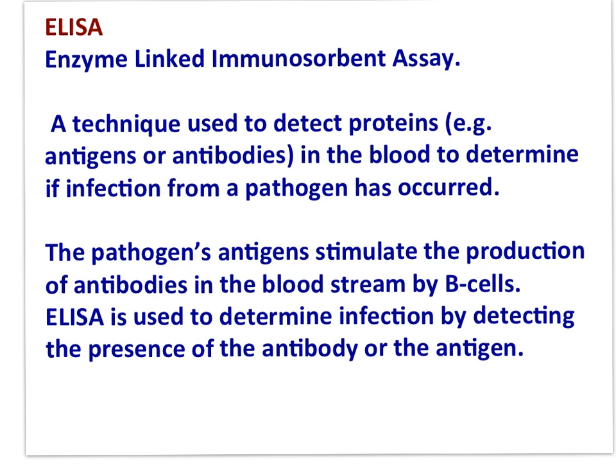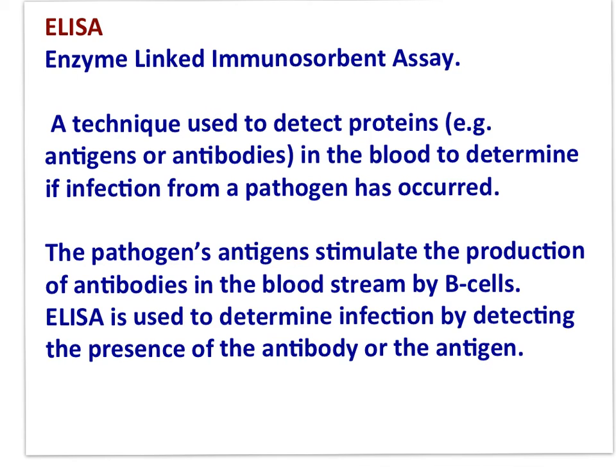ELISA is enzyme-linked immunosorbent assay. It is a technique used to detect proteins, antigens, or antibodies in the blood that determine if infection from a pathogen has occurred. A pathogen's antigens stimulate the production of antibodies in the bloodstream by B cells. ELISA is used to determine infection by detecting the presence of the antibody or the antigen.